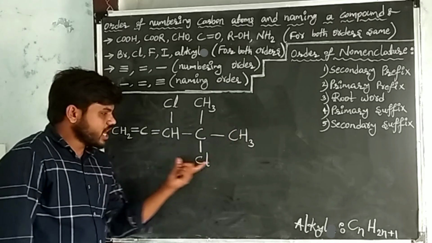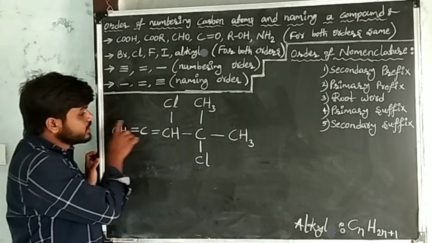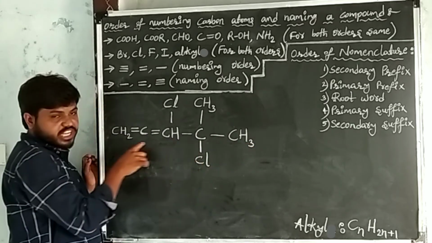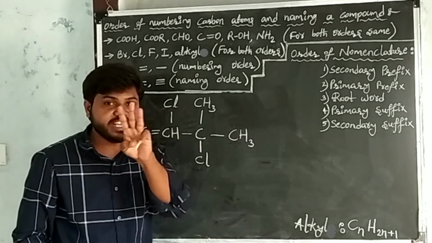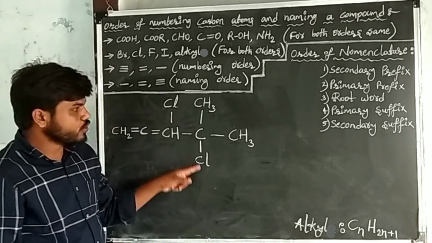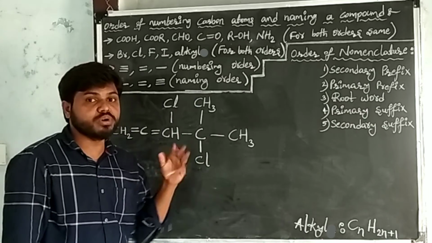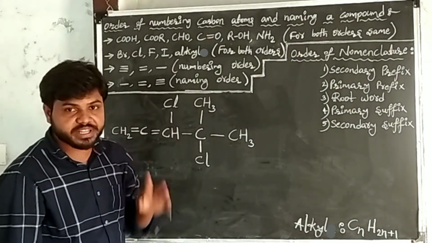This is the given carbon compound. This is the principal chain of the carbon compound. In this carbon compound, there are 3 substituents. 2 are chlorines and 1 is methyl.